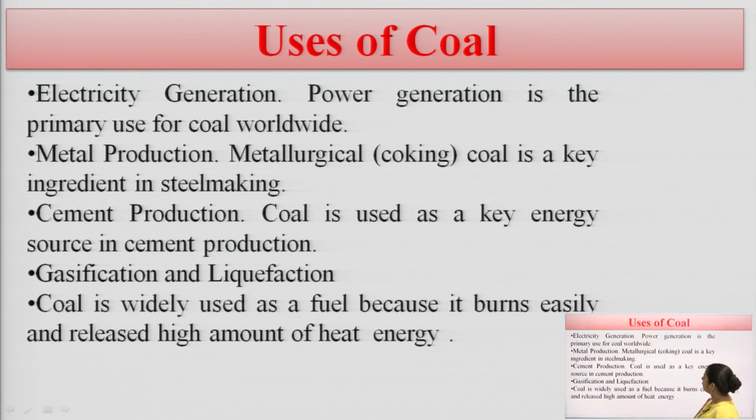Now, what are the uses of coal? There are so many uses of coal, as we all know. First is electricity generation. Power generation is the primary use of coal worldwide. Metal production: in the formation of metal, we use coal. Cement production is very important, and in cement production, coal is used as a key energy source in the industries. Gasification and liquefaction is also a very important use of coal.